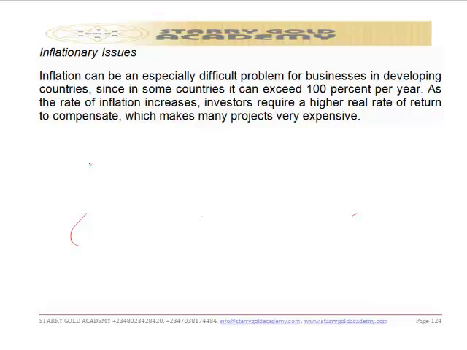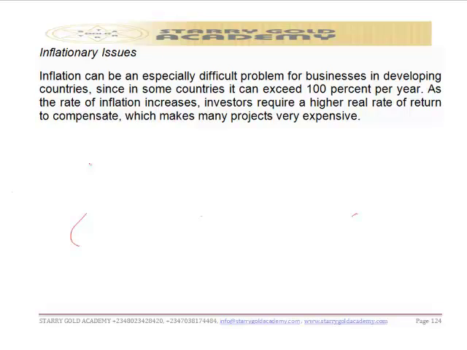As the rate of inflation increases, the investor requires a higher rate. What I'm saying is that once inflation increases, the investor will require a higher rate of return in order to compensate for it, which will make the project very, very expensive. So inflation, in a nutshell, affects the outcome of capital budgeting in other ways beside the rate of return.